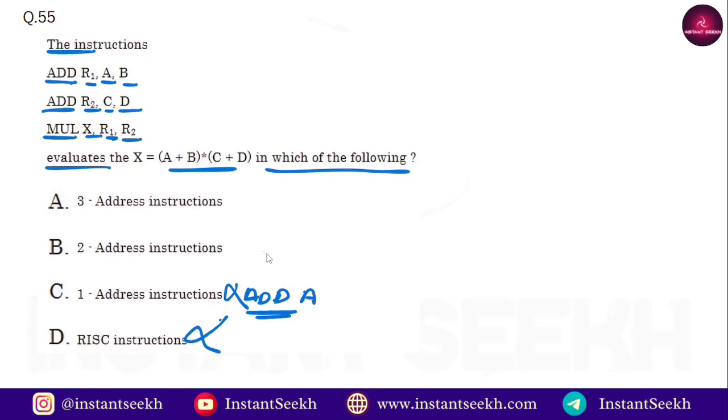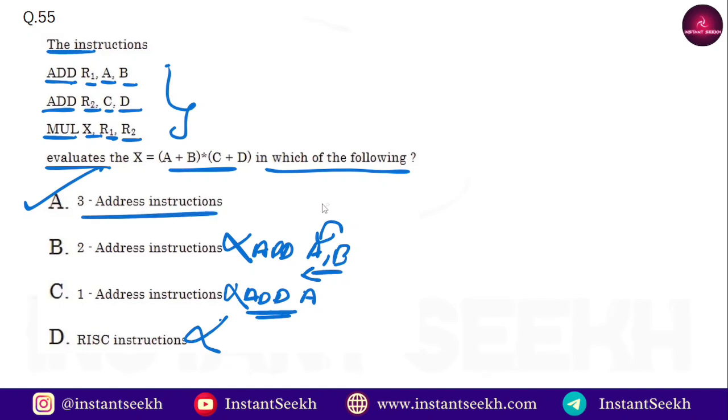Next, 2 address instruction. In this type, 2 addresses, or you can say operands, are specified, and one address serves as both input and output. For example, add a comma b would add the value of b to a and store the result in a. So this is a 2 address instruction, and this also gets eliminated. So the given pattern is basically a 3 address instruction, which is your option A.